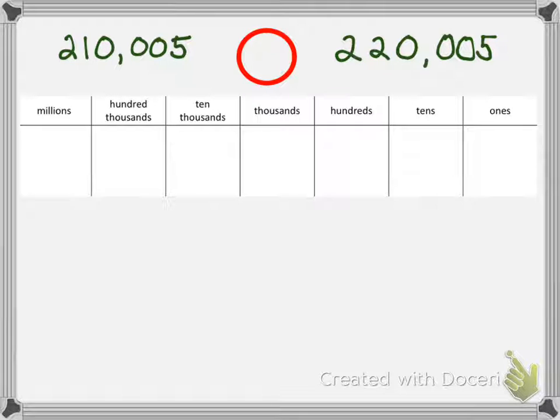All right, here's our first example. 210,005 and 220,005. We want to compare these two numbers by using those classic symbols of greater than, less than, or equal to. These are the classic symbols we use to compare numbers. To help us compare these two numbers, we're going to be using our place value chart. The ones, the tens, the hundreds, the thousands, the 10,000s, 100,000s, up to the millions.